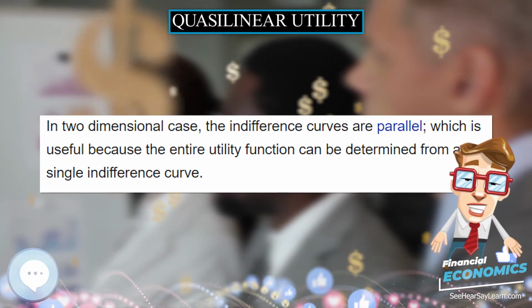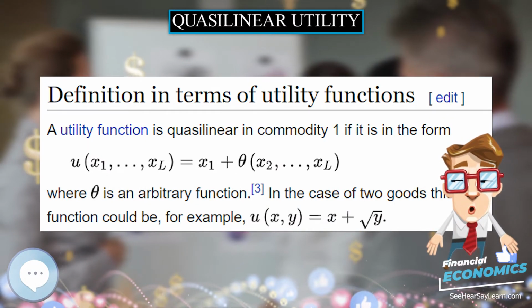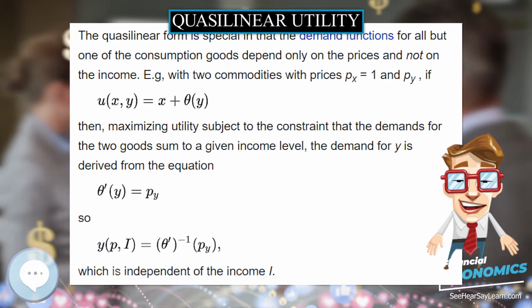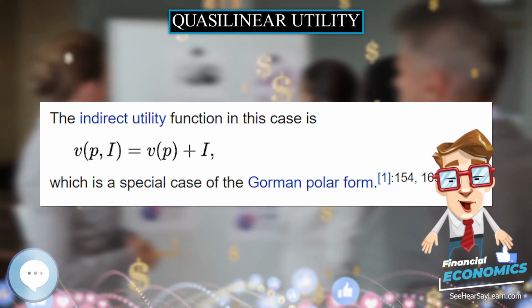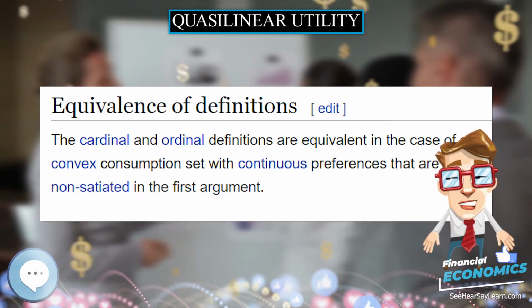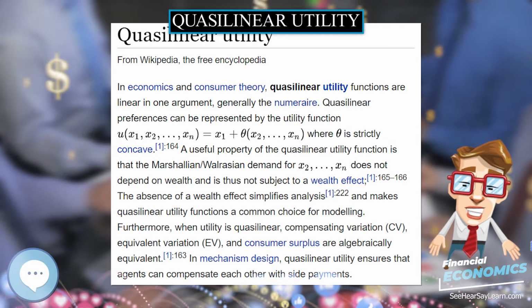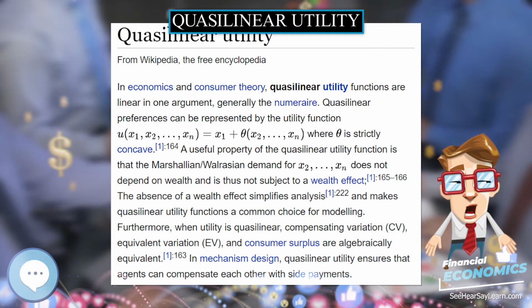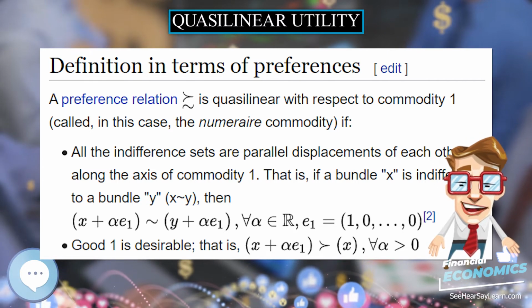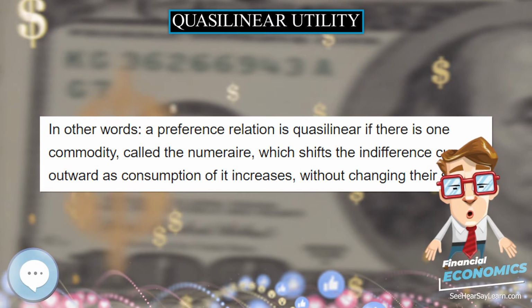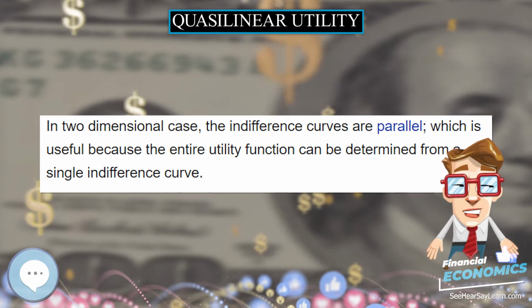Definition in terms of preferences. A preference relation is quasilinear with respect to commodity 1, called, in this case, the numeraire commodity, if the following holds. In other words, a preference relation is quasilinear if there is one commodity, called the numeraire, which shifts the indifference curves outward as consumption of it increases, without changing their slope. In the two-dimensional case, the indifference curves are parallel, which is useful because the entire utility function can be determined from a single indifference curve.